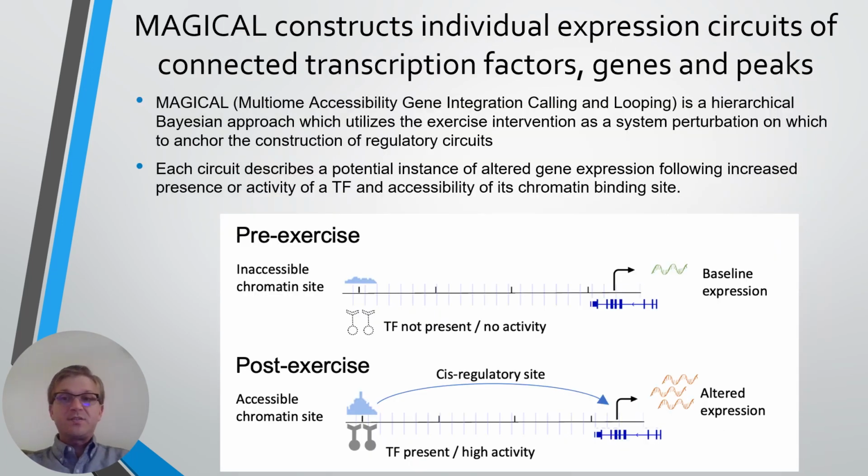MAGICAL, multiome accessibility gene integration calling and looping, is a hierarchical Bayesian approach which utilizes the exercise intervention as a system perturbation on which to anchor the construction of regulatory circuits. Each circuit describes a potential instance of altered gene expression following increased presence or activity of a transcription factor, or TF, and accessibility of its chromatin binding site.